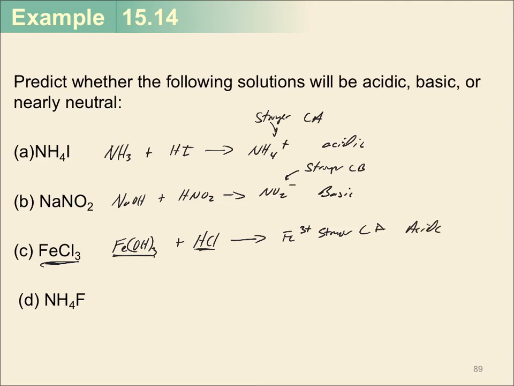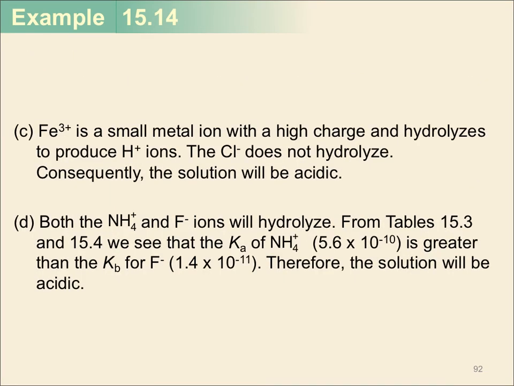Now for NH4F, we need to know what the Kas and Kbs are for HF and NH3. Kb for NH3 is 1.8 times 10 to the minus 5. I don't know what HF is, but I'm pretty sure that they'll tell us in the problem here. So the Ka for the ammonium ion is 5.6 times 10 to the minus 10, and the Kb for the anion, F minus, is 1.4 times 10 to the minus 11. So Ka is greater than Kb. The solution will be acidic. Not very acidic, but slightly acidic.